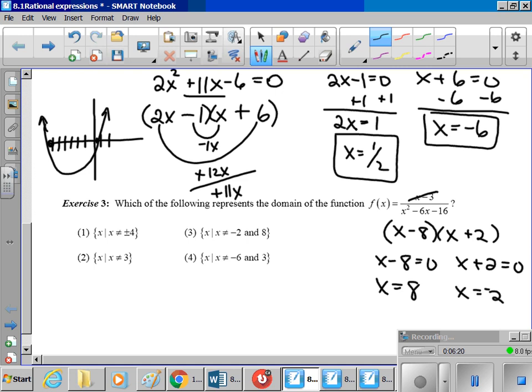So remember, this is where it is undefined. So it's defined everywhere else except for these 2 points. That's why this is my answer: all real numbers x, except for x is not equal to negative 2 and 8. Okay? So when you're ready, meet me at exercise 4.